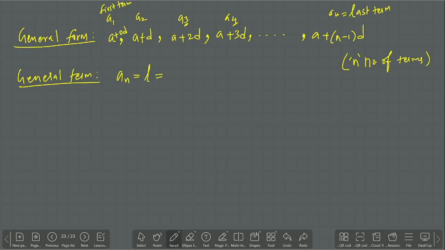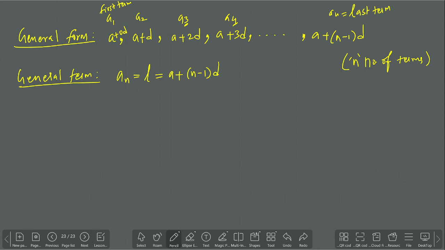Then what is AN? Can you tell me by looking at that last term? A plus n minus 1 into D. This is the formula for the general term. AN equal to A plus n minus 1 into D. Based on this formula, we have the 5.1 exercise that we are going to see.